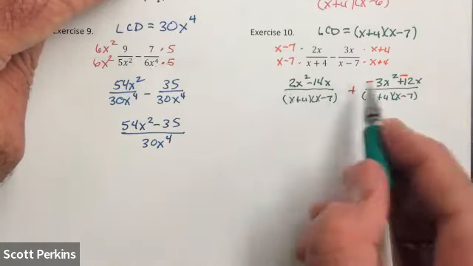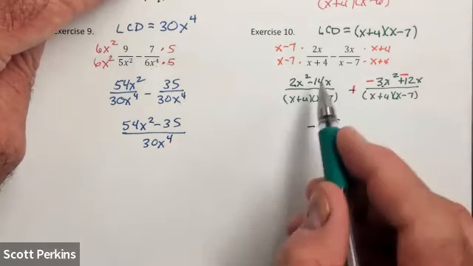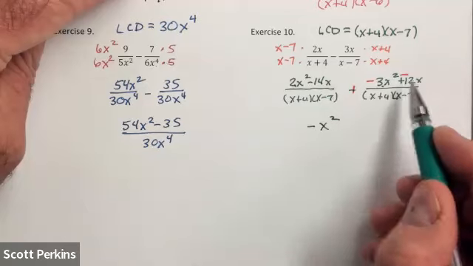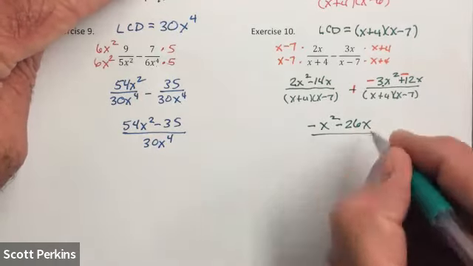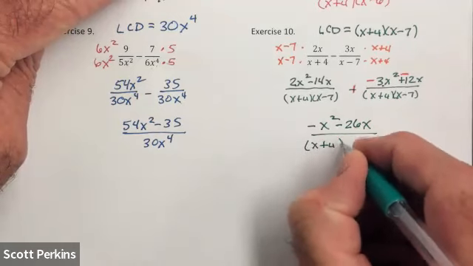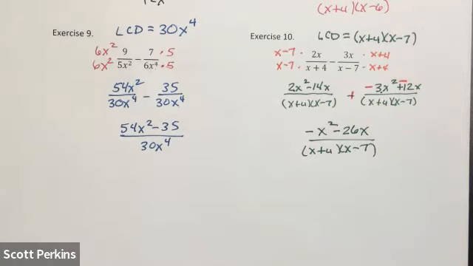I got 2x squared and negative 3x squared. That's negative 1x squared. I've got negative 14x and negative 12x. That's negative 26x. And then over x plus 4, x minus 7. Done. Nothing else to do on that problem. All right, let's roll to the next page.